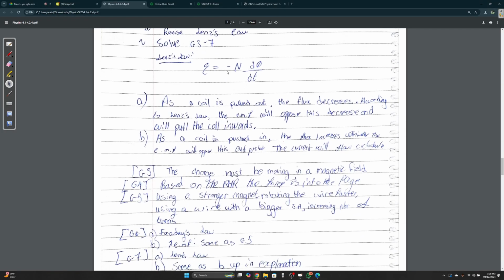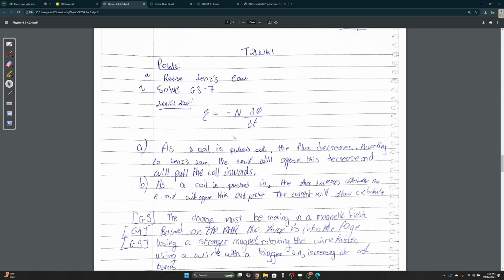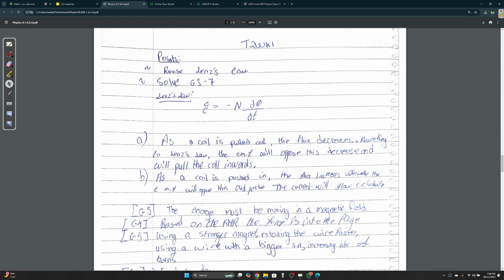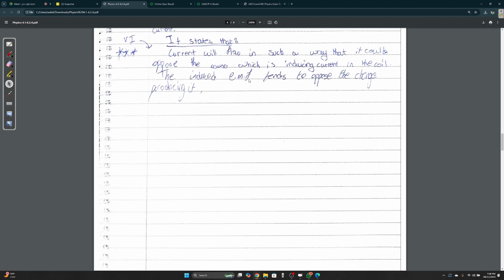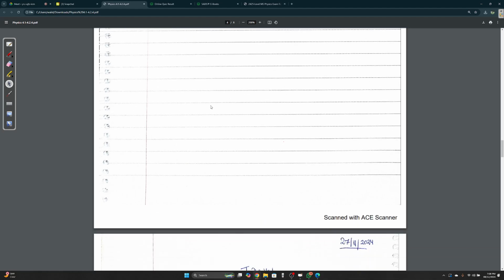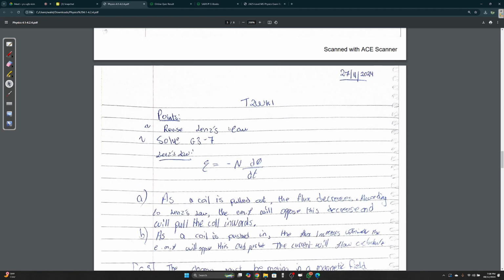Lenz's law, he basically took Faraday's law and put a negative. Okay, so just to say that it's opposing the change in magnetic flux. Inducing EMF tends to oppose the change producing it. What produces the induced EMF? The change in magnetic flux. And please, we're saying change in magnetic flux. We're not saying magnetic flux.